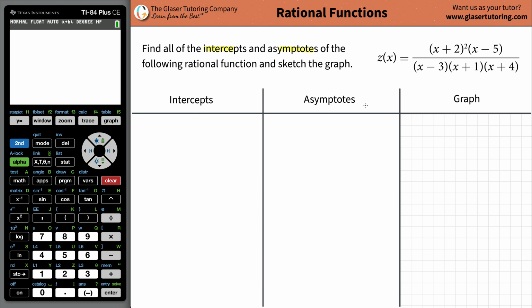Well, in order to sketch the graph, we need to really understand two important things. We have to understand where the intercepts are, meaning the x and the y intercepts, and we also have to understand where the asymptotes are. So we're going to look at each of these individually.